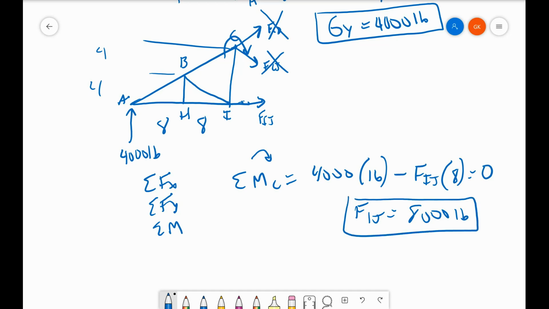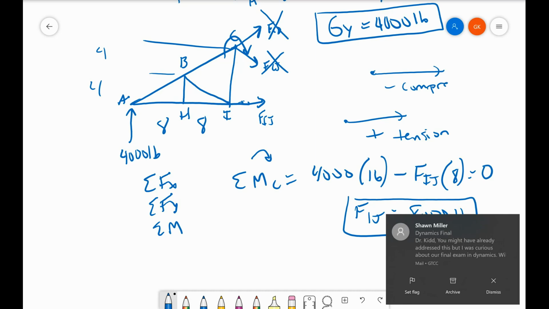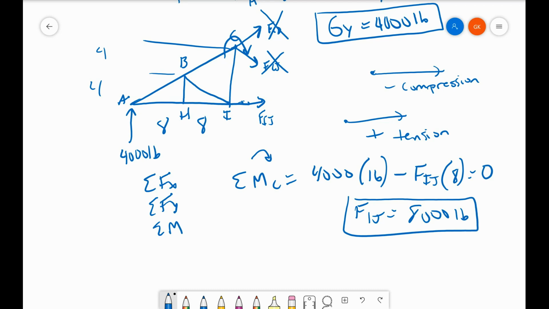But that is it. That is all you need to know. Now, if you're wondering, is it tension or is it compression? Draw your arrow away from the point. If it's positive, then that's tension. If it's negative, drawing your arrow away from the point, that's compression. So, with that, you solve this problem.